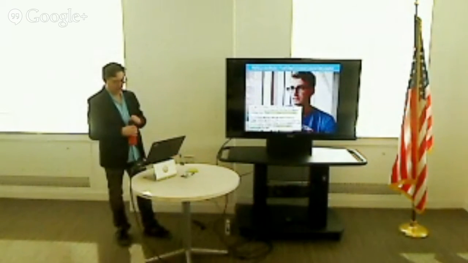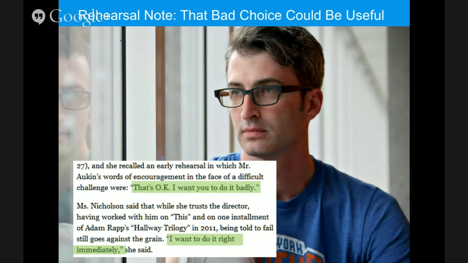Well, here's an example from a profile of a Broadway director, Daniel Aukin. He was bringing in a new show, and he brought in a new actor, and he was asking her to do it badly. And she was really having a hard time. She says, I want to do it right immediately.